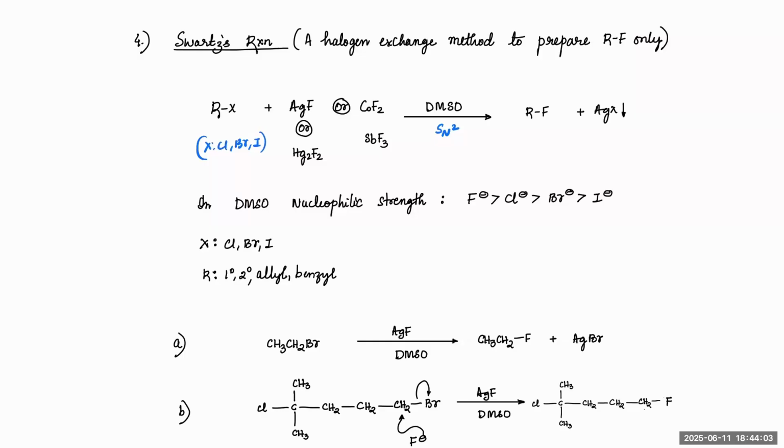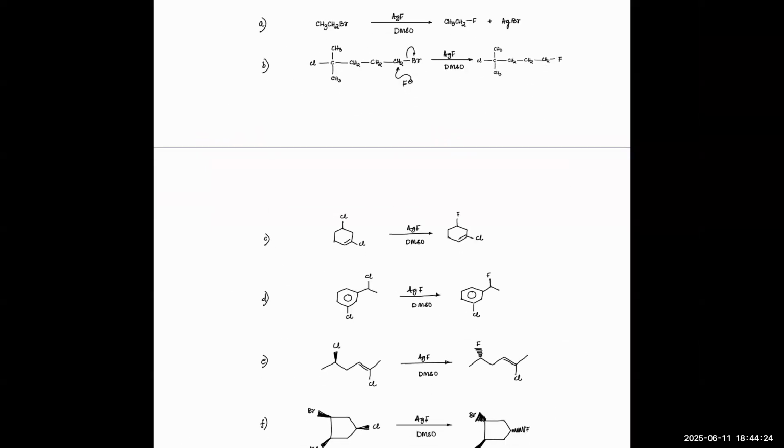And again, AgCl, AgBr, AgI, all of them are precipitates. In the same way, CoCl2, CoBr2, CoI2 will form either a complex or a precipitate. So that's why they become very stable, leaving behind alkyl fluorides. Same logic. Check out these five cases here now, Swarts reaction.